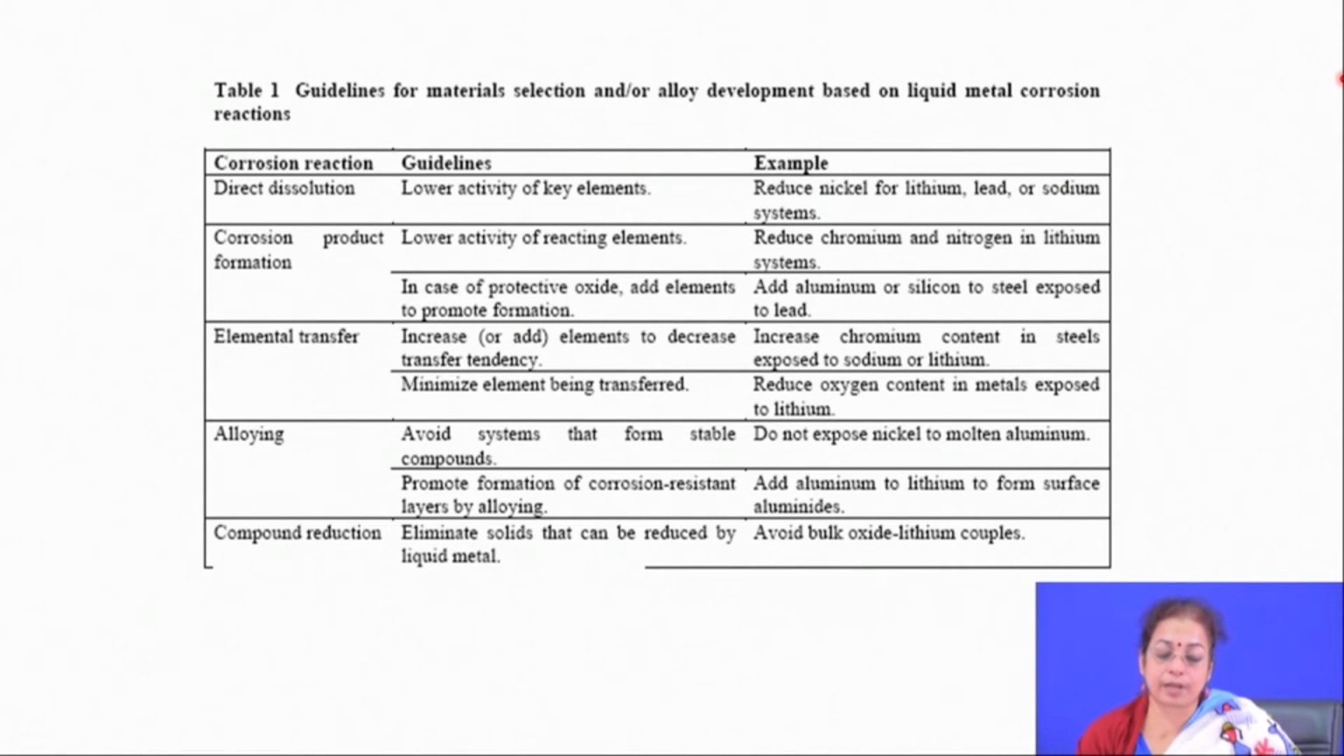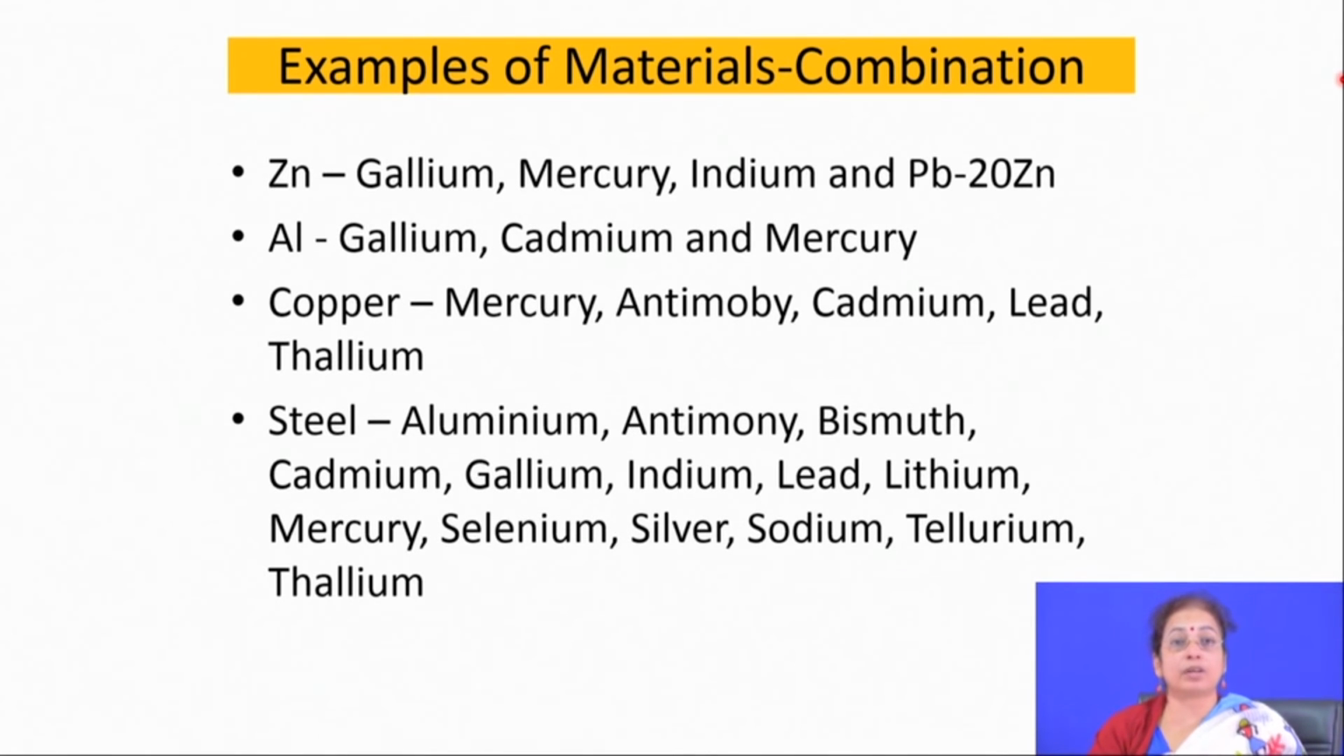Then, for alloying phenomena, avoid systems that form stable compounds; that is, do not expose nickel to a molten environment. Then, for compound reduction, eliminate solids that can be reduced by the liquid metal. Here you have to take care of this problem by avoiding bulk solid lithium couples. So you can understand that the problem of liquid metal embrittlement occurs when there is an improper or mismatched liquid metal to solid combination. This mismatch can be avoided by choosing proper materials for that particular liquid metal environment.